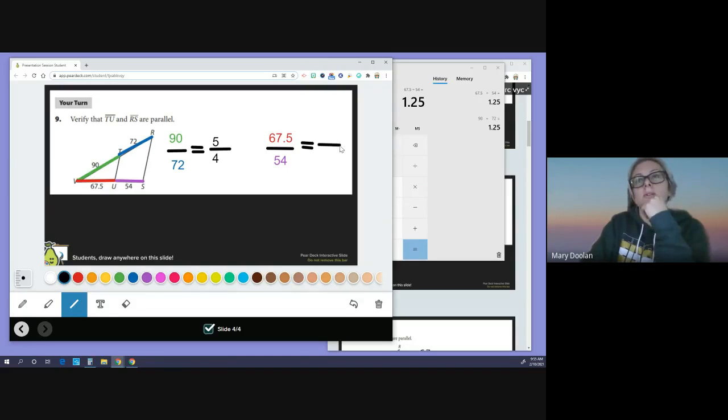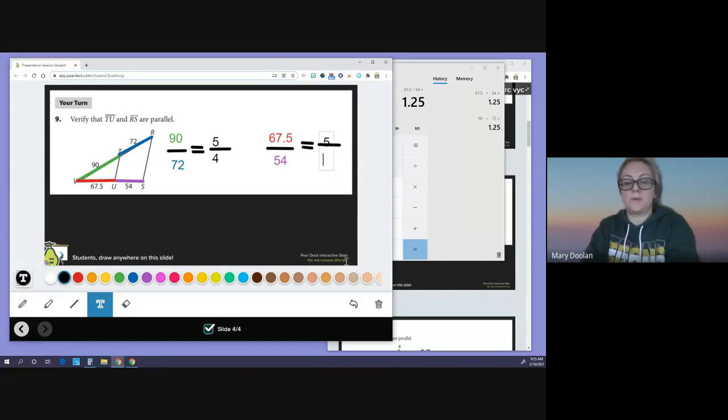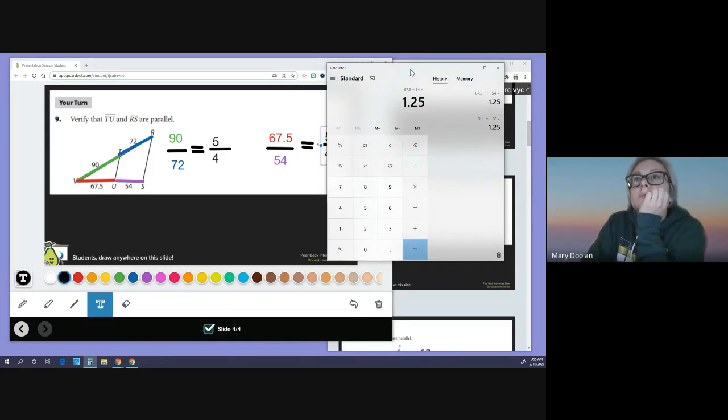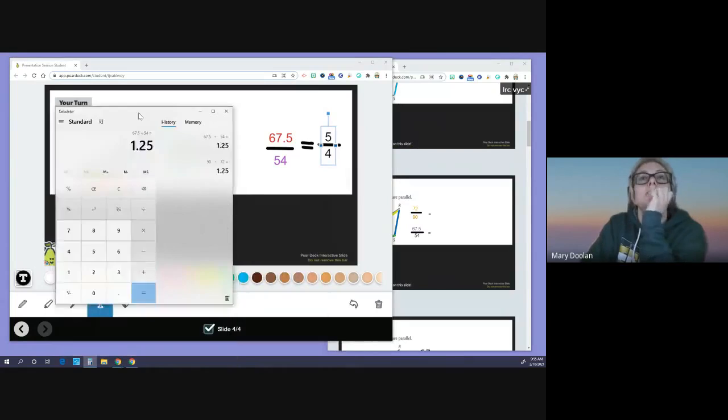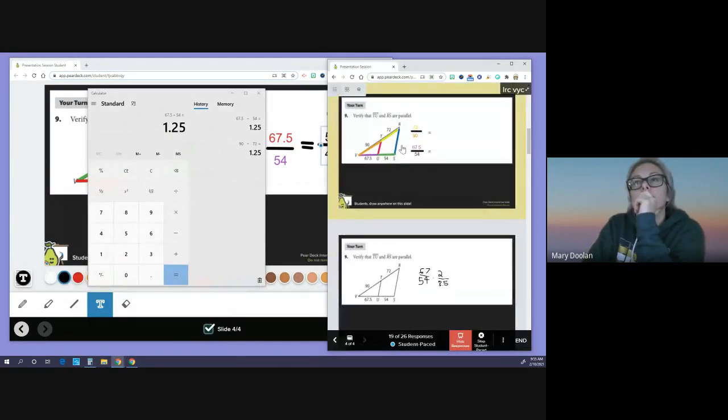Let's see what happens on the other one though. I'm curious, because maybe it's another way to do the problem. There are lots of ways to write ratios. All right. So here we're able to show that those are equal. So let's see what happens here.